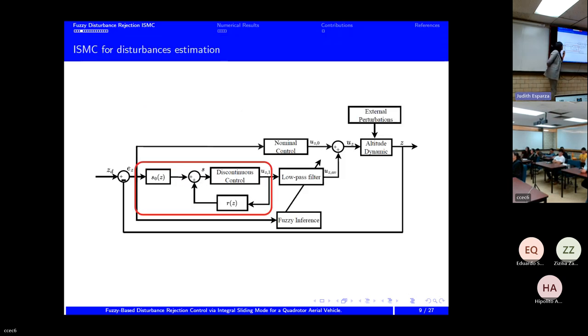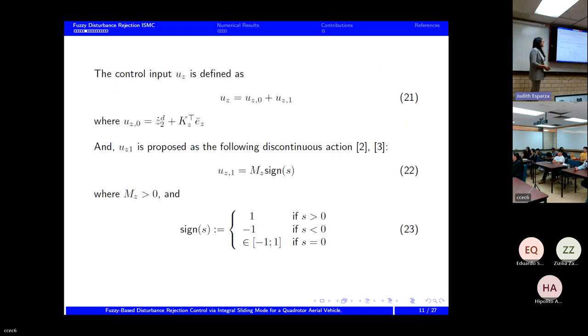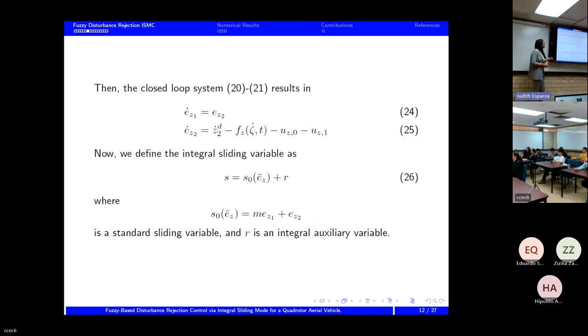Then, okay, I'm going to explain first the integral sliding mode control. As you can see, we have an integral sliding variable that is conformed by a standard sliding variable. Here we have 18 and 19, which are the output dynamics, and the tracking error dynamics in 20. Then the control input is defined as 21, and in 22 we can see the discontinuous action. Then in 24 and 25 we have the closed loop system, and we define the integral sliding variable that, as I mentioned before, has a standard sliding variable and an integral auxiliary variable.